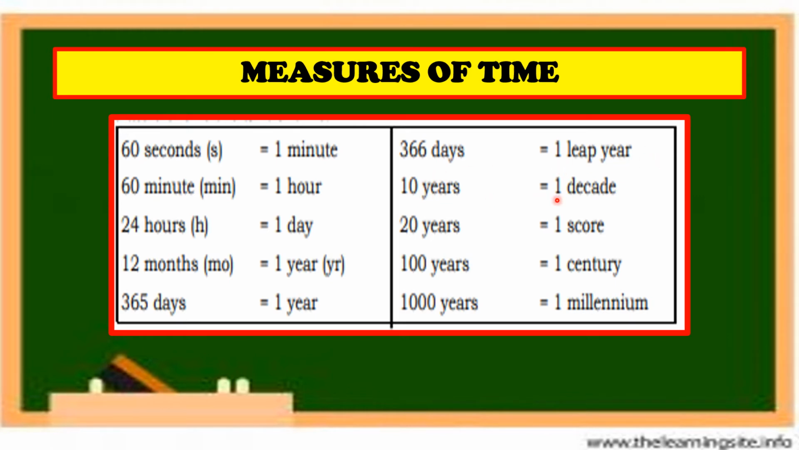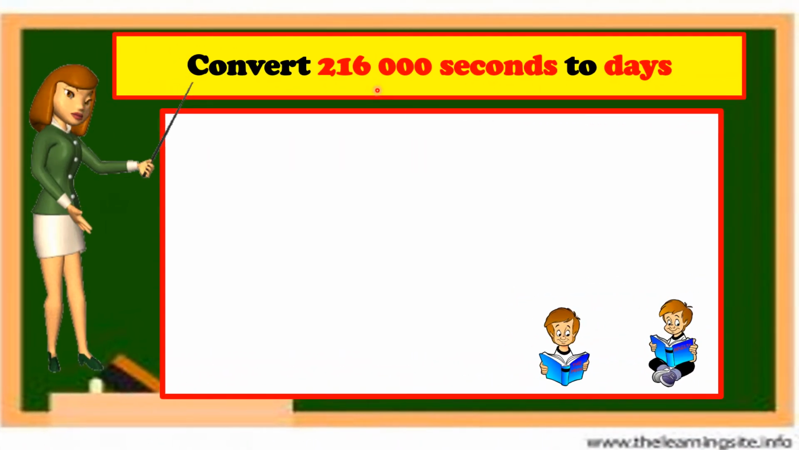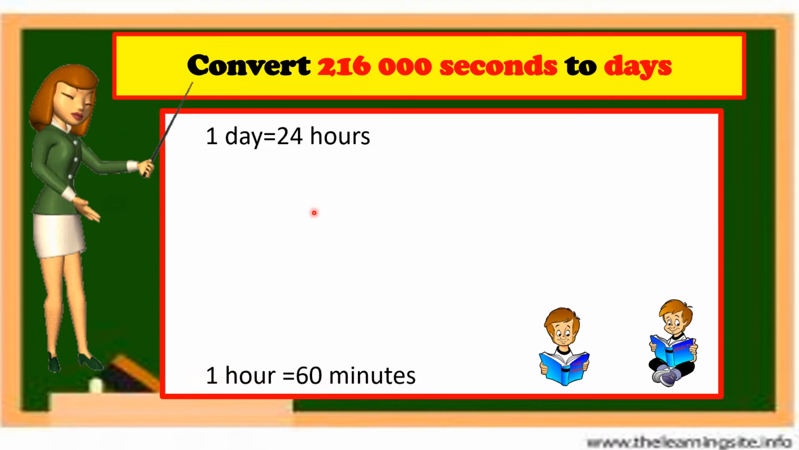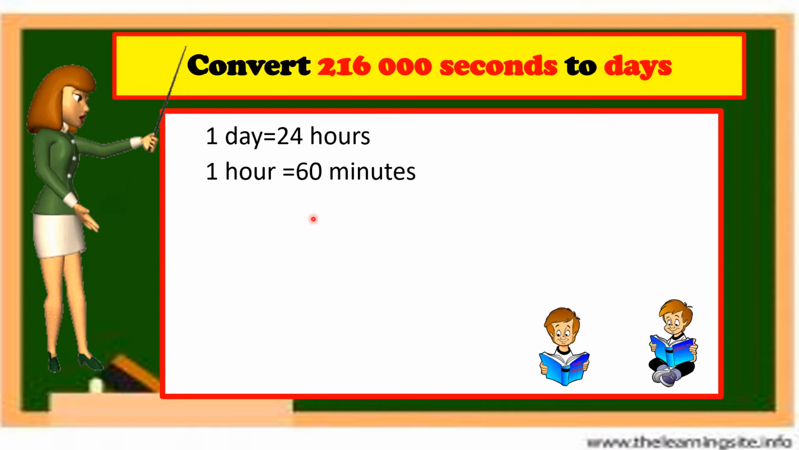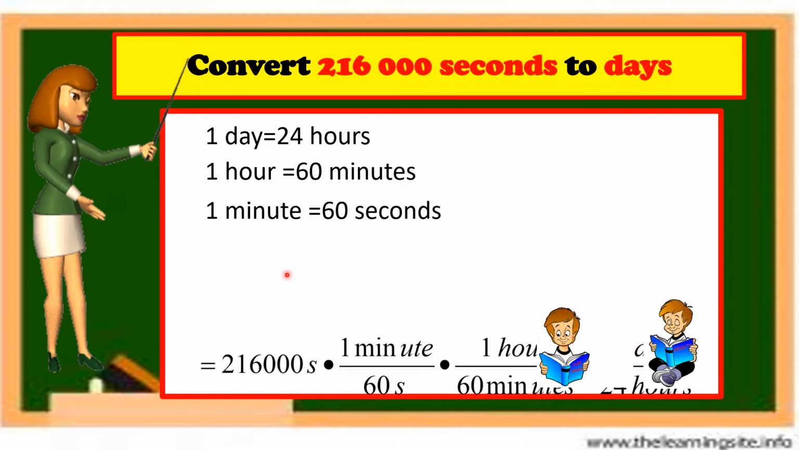10 years equals 1 decade. 20 years equals 1 score. 100 years equals 1 century. 1,000 years equals 1 millennium. Convert 216,000 seconds to days. 1 day equals 24 hours. 1 hour equals 60 minutes. 1 minute equals 60 seconds.